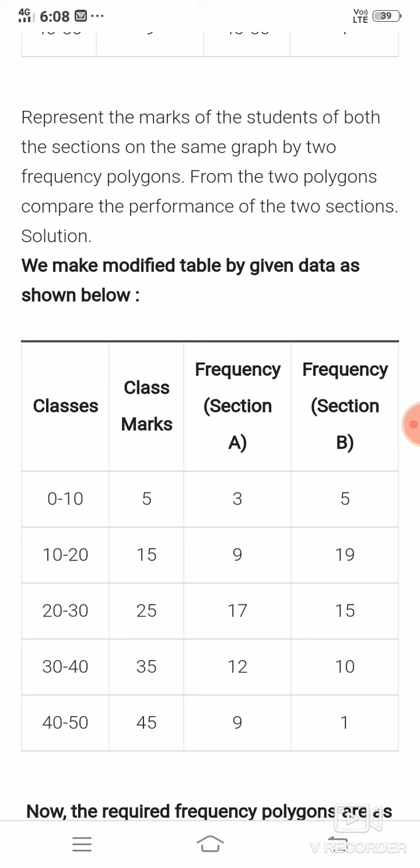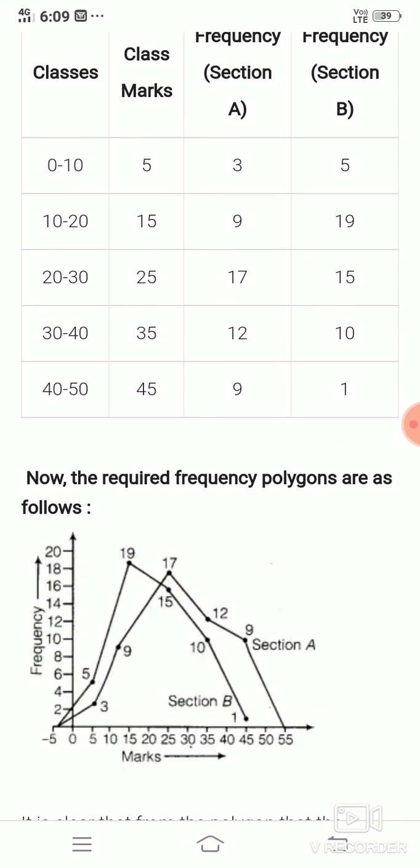For the first section the points are 5 comma 3, 15 comma 9, 25 comma 17, 35 comma 12, 45 comma 9. For the second section, 5 comma 5, next 15 comma 19, next 25 comma 15, next 35 comma 10, next 45 comma 1. Using these points you need to draw the lines, with separate lines: one a dotted line, another a dark line. Also mention section A and section B.